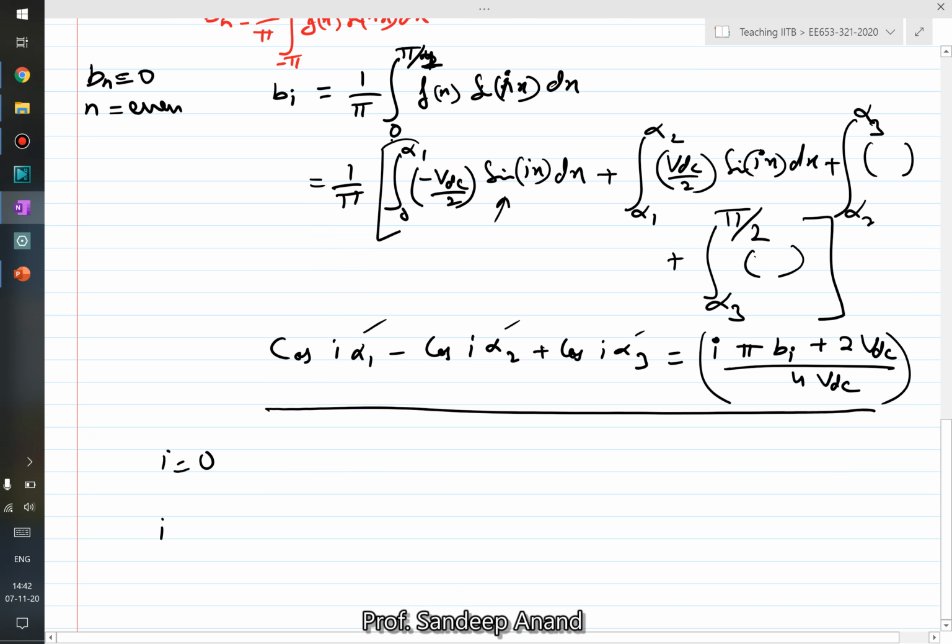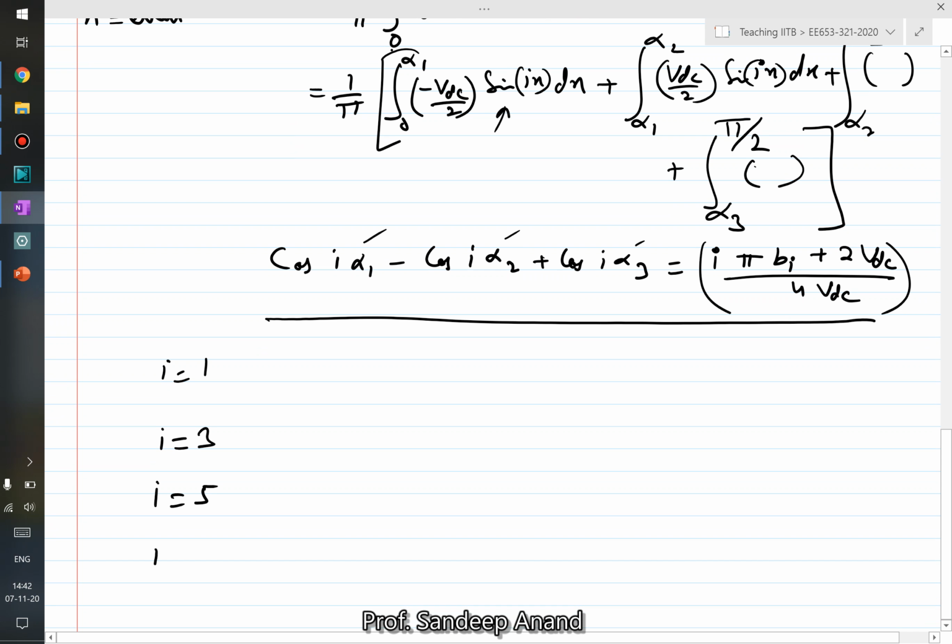I can write this equation for i equal to 1, for i equal to 3, for i equal to 5. I can still write it for i equal to 7, but then I will have 4 equations and 3 unknowns, so I may not be able to find a solution. And therefore, since there are 3 unknowns, I restrict myself to 3 equations.